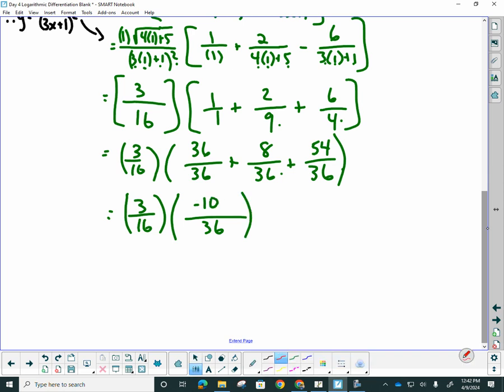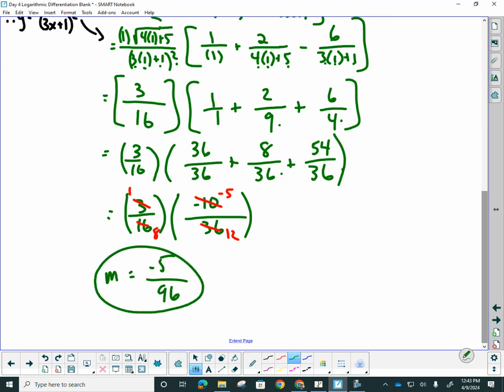Now I can multiply. I can simplify first though. Divide the top and bottom by 3, so that would be a 1 and a 12. And here I can divide the top and bottom by 2, so this becomes negative 5 and 8. And that's going to make my final answer negative 5 over 8 times 12, which is 96. And that is the slope at this spot.